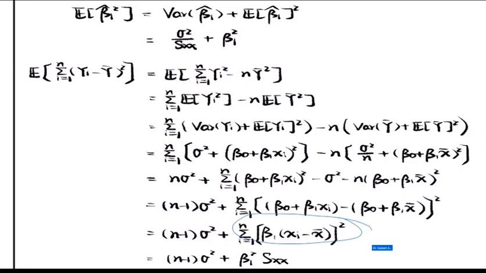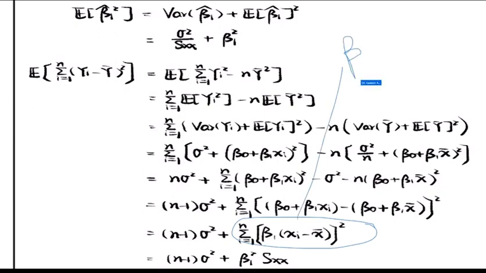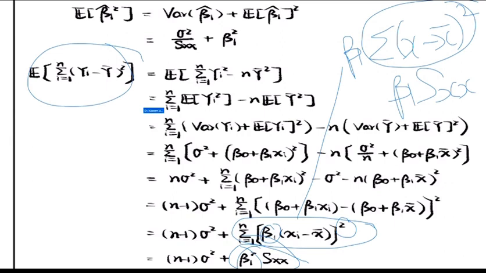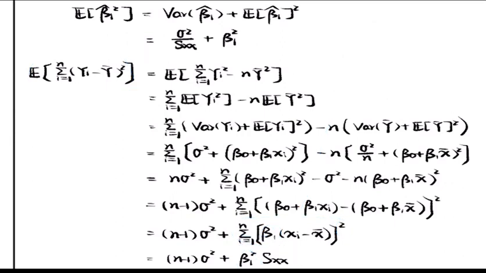Now if I want to rewrite this, I can rewrite that as beta 1 squared times the summation of x minus x bar, squared. And this, don't forget, is the same thing as SSX. So I'm going to have that. The square here also affects the beta 1. So finally, this term has already been reduced to that.